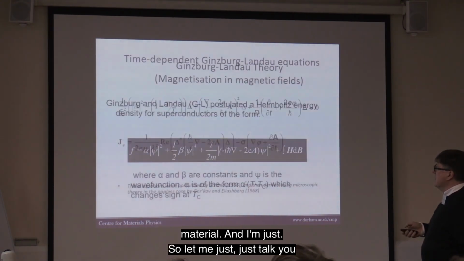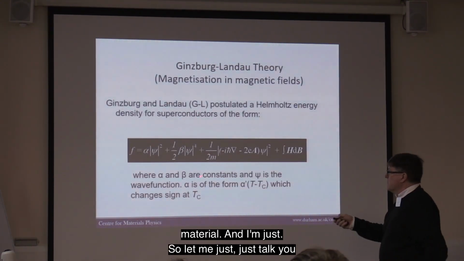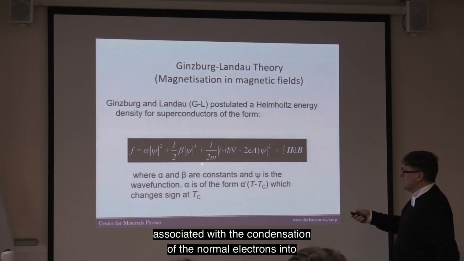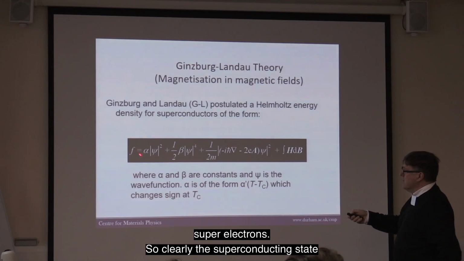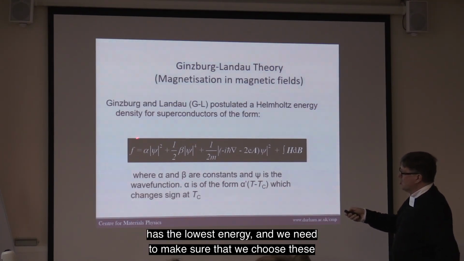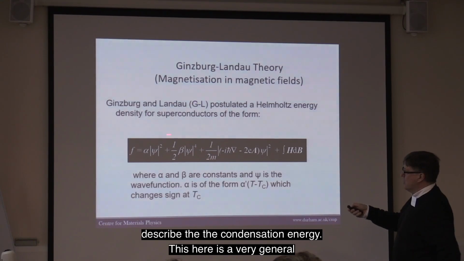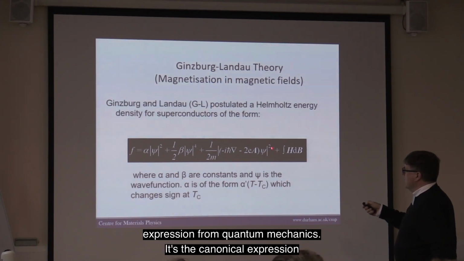And let me just talk you through these three things here. This is the energy essentially associated with the condensation of the normal electrons into superelectrons. So clearly the superconducting state has the lowest energy, and we need to make sure that we choose these parameters alpha and beta properly. But once we've chosen them, they describe the condensation energy. This here is a very general expression from quantum mechanics.